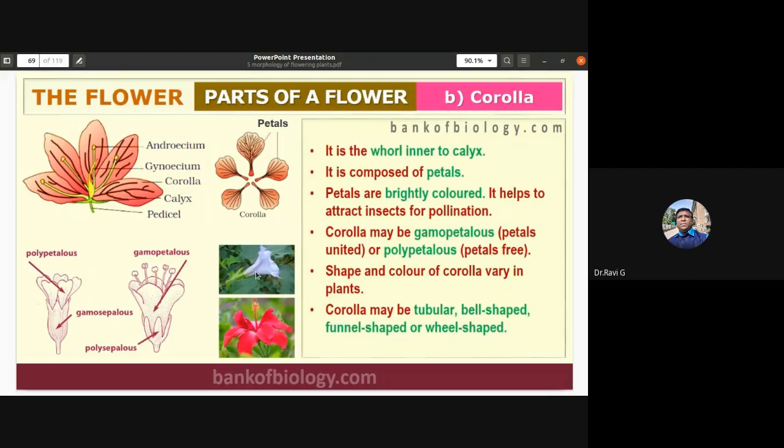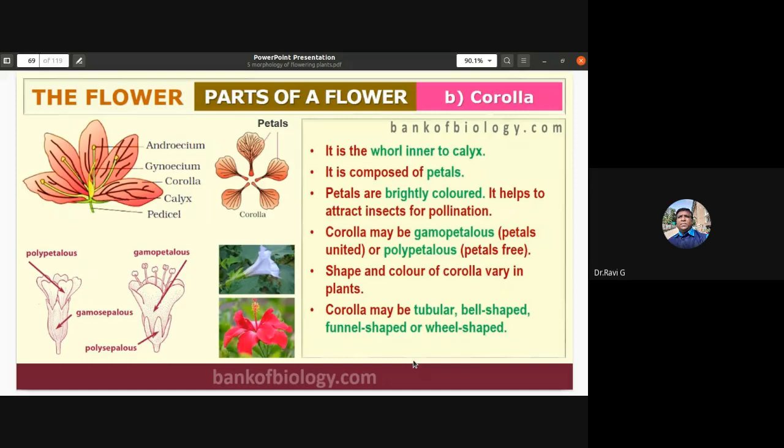Even in the case of Kankambra, you notice the same, where the corolla tube is a fused structure, gamopetalous. In Daswada or hibiscus or China rose, the petals are free. So you notice this free condition in the case of hibiscus or Daswada. The shape and color of corolla vary in plants, and based on the shape of the corolla, they are of different types.